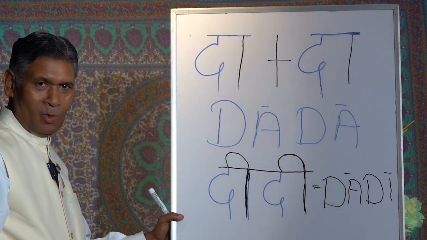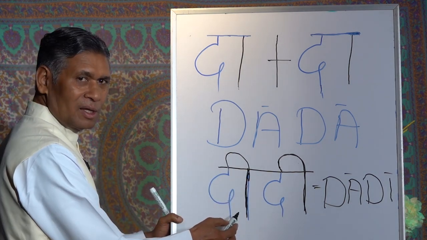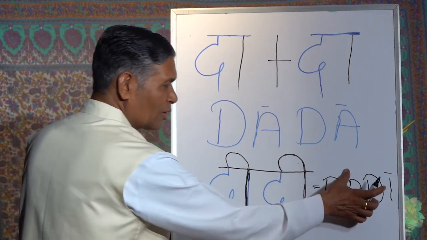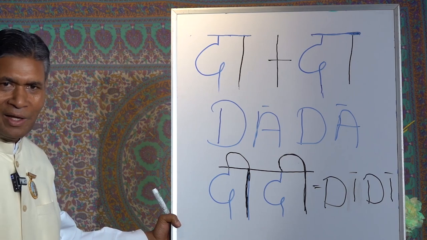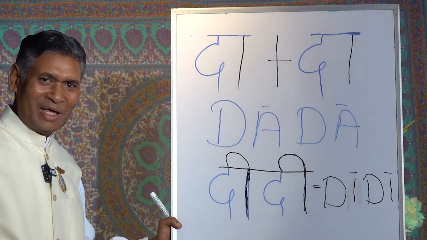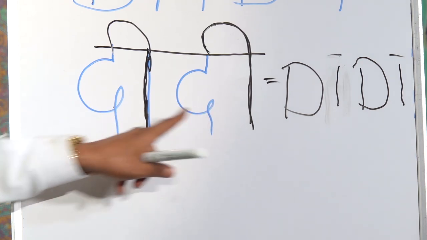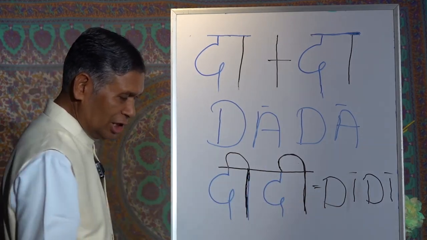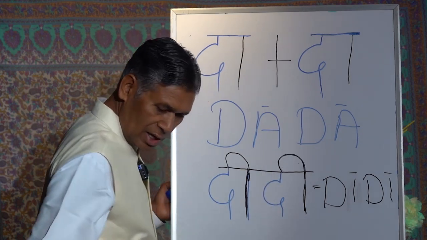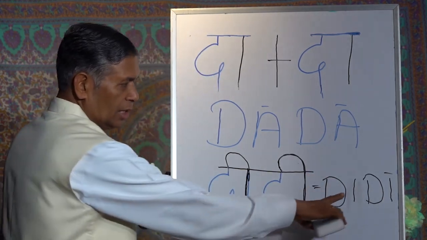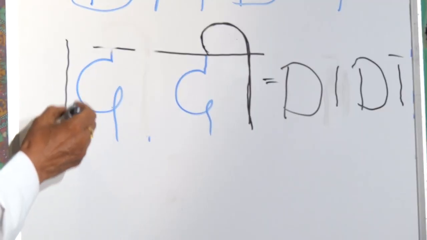The same thing, if you make this one here, what will it be now? It is a longer E: Di plus longer E, Di, Di. So Dada and Didi. If you write the short one, look here, the same thing without this stroke, it is the short e. Short e means you will write it before the letter, here.